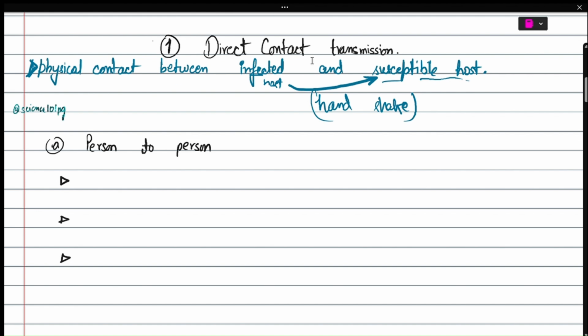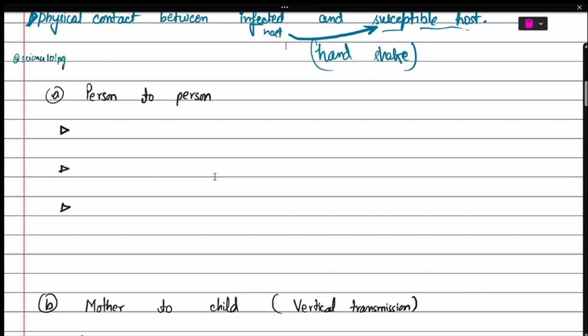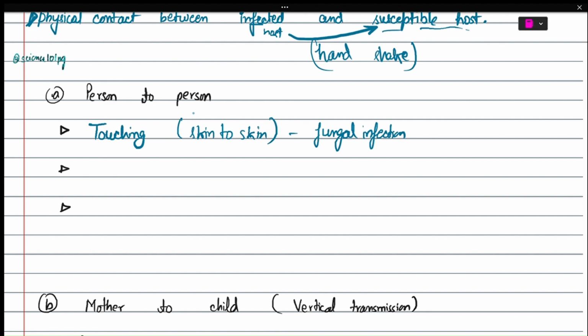And it is of two types. First is person to person and second is mother to child, because you can say that these two are kind of the same. In person to person, the first thing I'm going to discuss is touching, as I told you about the handshake. Pathogens can be transmitted through skin to skin contact, especially in the case of fungal infection. They can directly invade the skin of another person if they come in contact with an infected person.